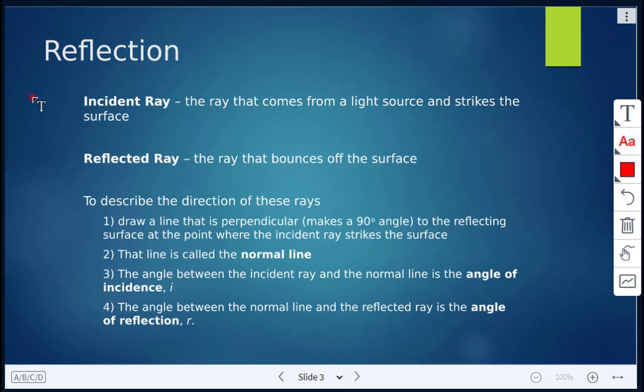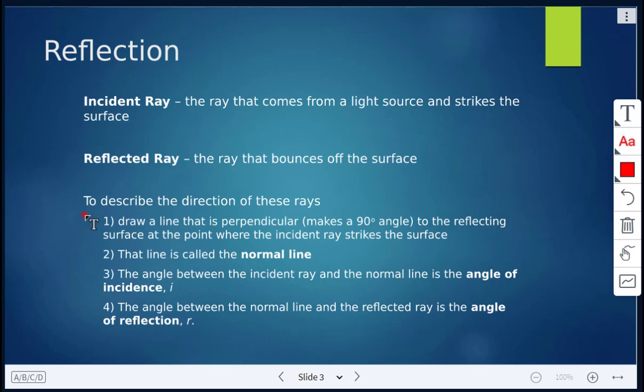Okay, so there is something called an incident ray. This is the ray that comes from a light source and it's going to strike the surface. And then we have the reflected ray. This is the ray that will bounce off the surface. To describe the direction of these rays, we're going to create ray diagrams. The first thing we do is draw a line that is perpendicular to the reflecting surface. Anytime we talk about making a perpendicular line, it's going to make a 90-degree angle.